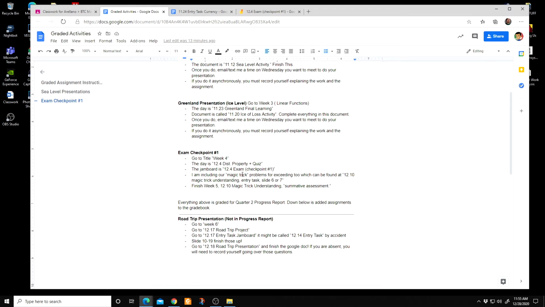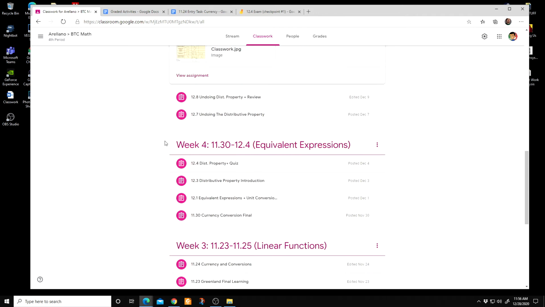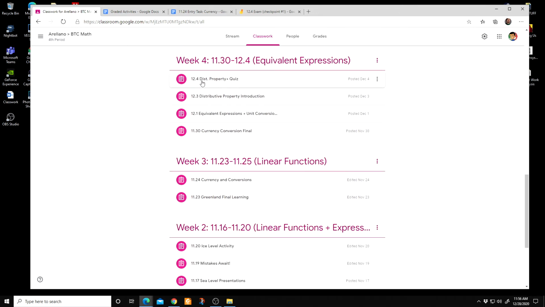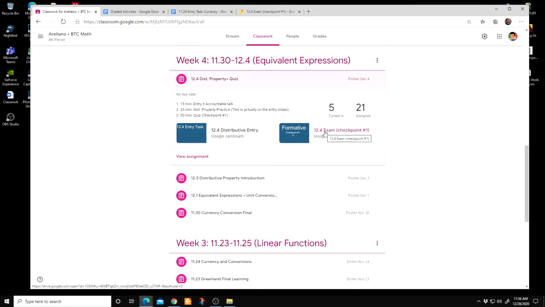There's two parts of this. The first part is probably what we're going to work on together, and then you're going to need to do the summative assessment by yourself. But I at least want to get you set up for success. So we go to week 4, 12.4, and here is exam checkpoint number 1.